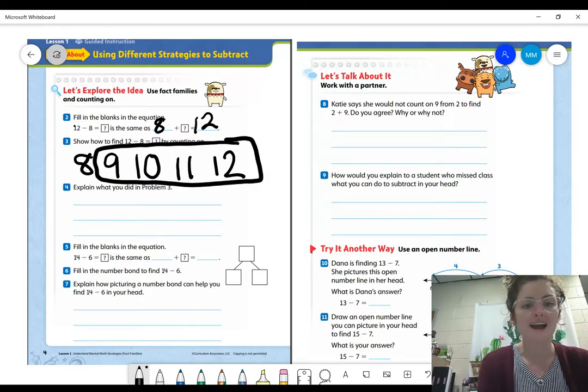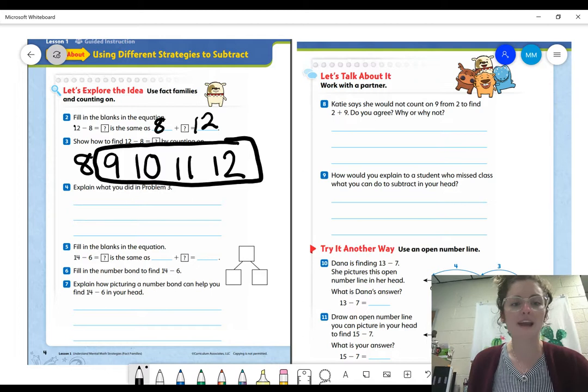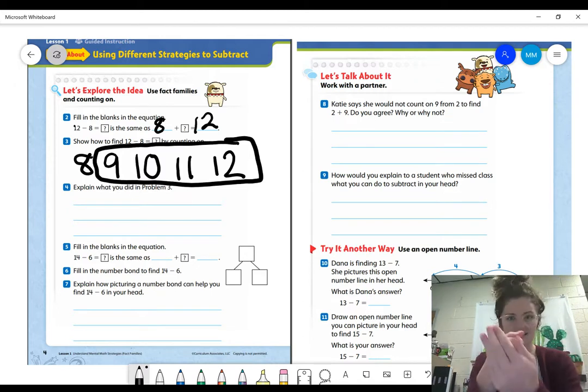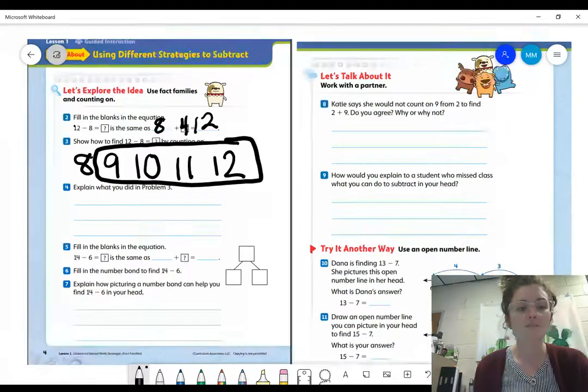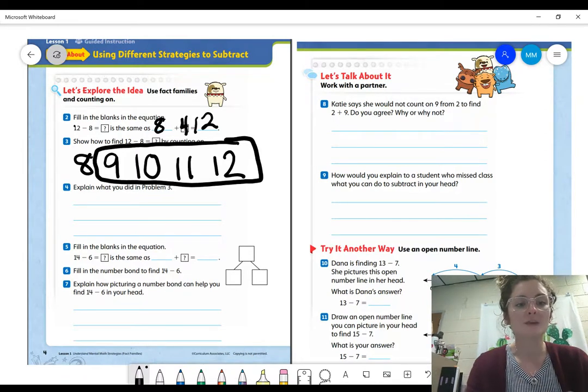How many did I have to count on to get to 12? Let's see, I had 8, 9, 10, 11, 12. What's my missing part? 4. Good job. So if I wanted to fill in this question mark, I know it would be 8 plus 4 equals 12. And the difference in 12 minus 8 would equal 4.